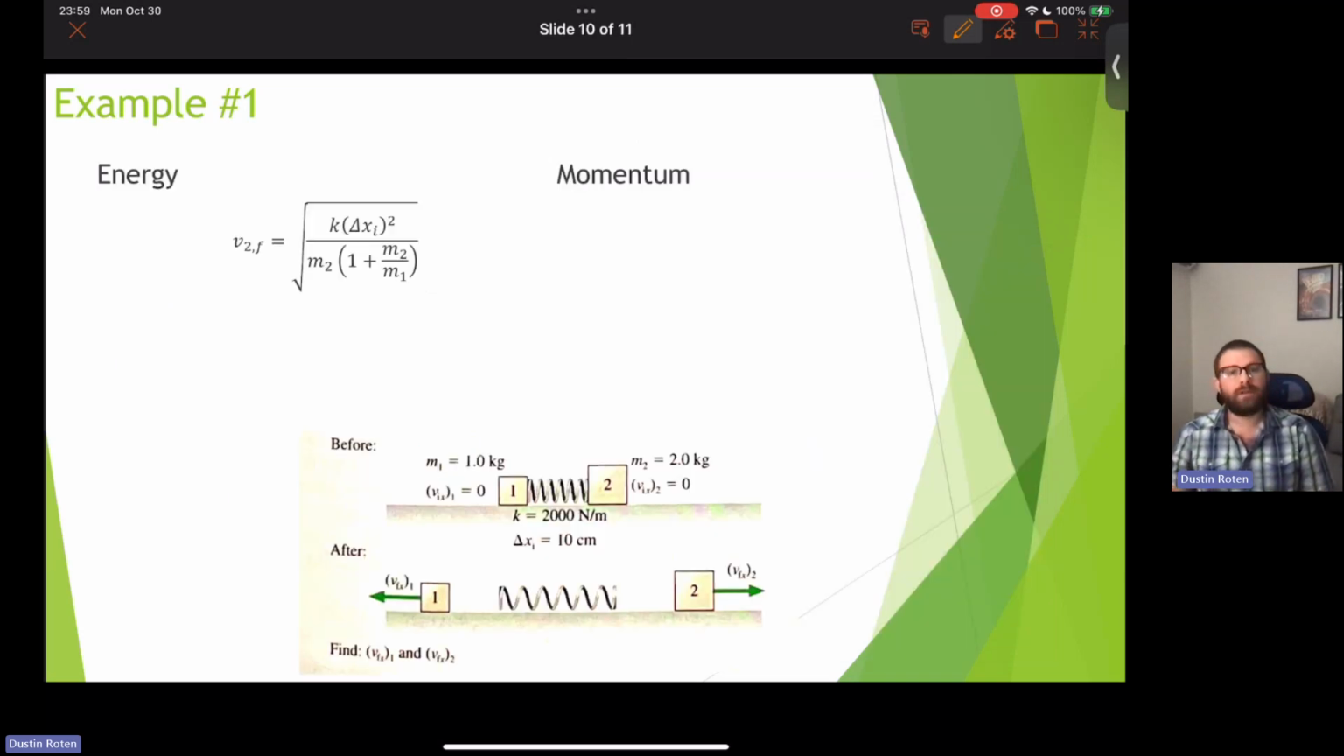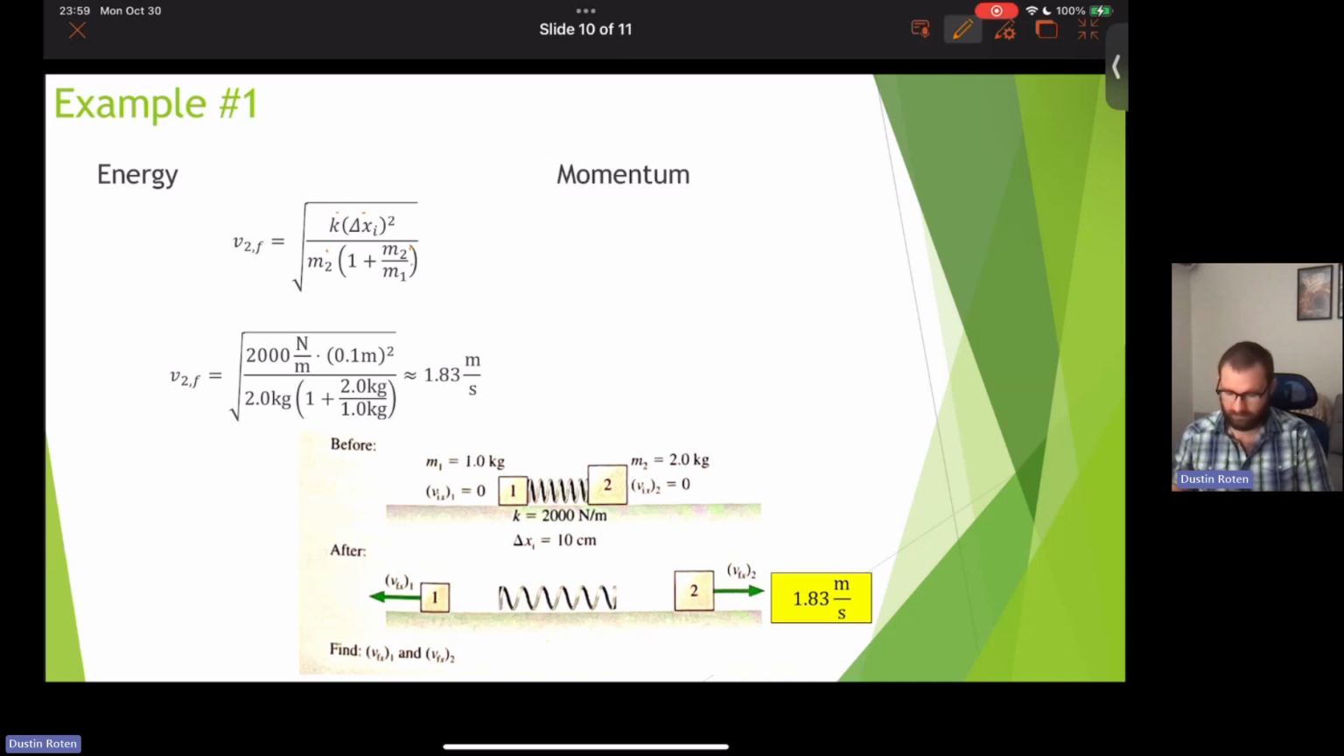Okay, so I can start with that equation. I know everything in there. I know the displacement, I know the spring constant, I know the masses. So now I'm good to go. I can plug in numbers and actually get a value out. So when you do that, it turns out the final velocity of the second block is 1.83 meters per second.